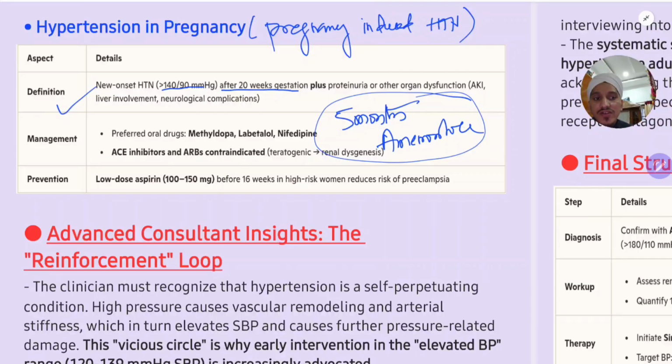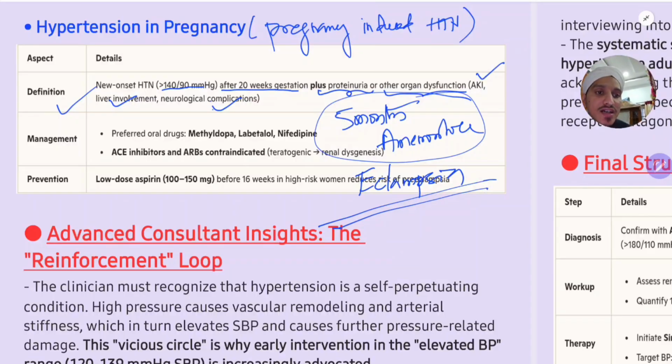Okay. So 5 months of amenorrhea, and the patient is now having raised BP. Then that is known as pregnancy induced hypertension. Now, if the patient has proteinuria, or other organ dysfunction like AKI or liver damage or neurological complications, kidney complications, liver complications, or neurological complications, then it is known as eclampsia.